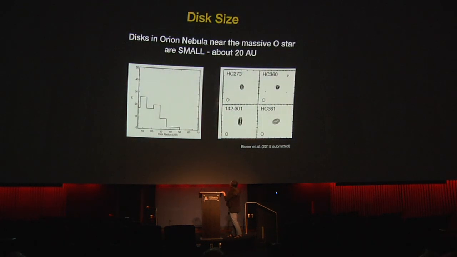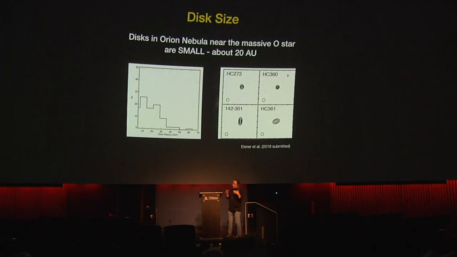And here's the size of the disk. And this is our team's work, and the PI is Josh Eisner in our department. And here's the disk radius. Most of the Orion's disk, they're about 20 AU. 20 AU is smaller than the Neptune size. But the distribution, if you see it, some of them are 10 AUs to 50, and most of them are between here, 10 to 30 AU. So 30 AU is more consistent. But we don't see actually that's larger than 60 AU disks, just unlike the nearby stars.